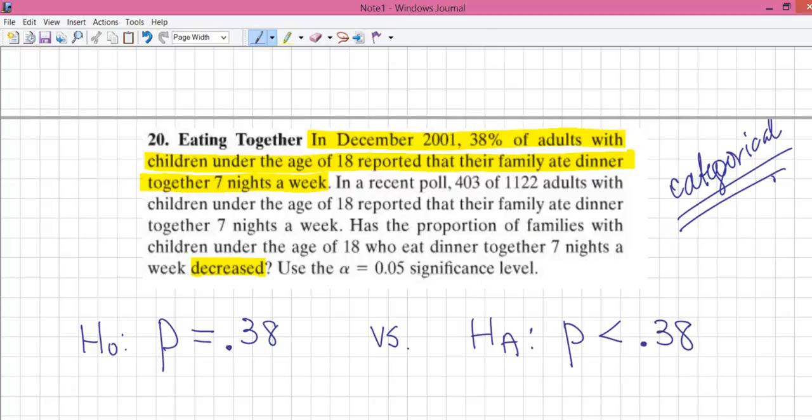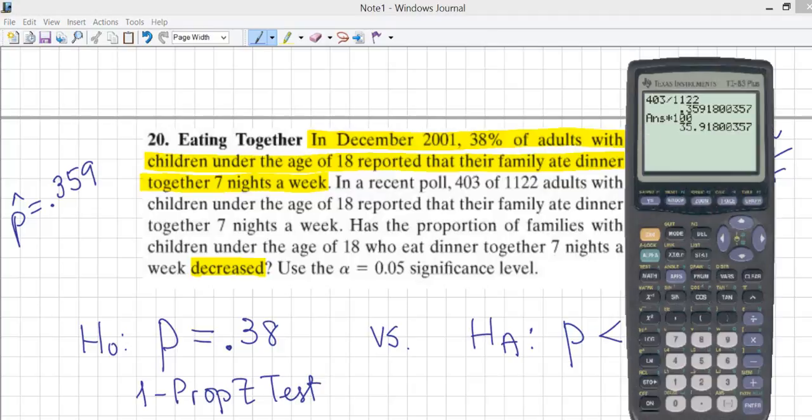What is our P hat? This is our sample proportion. We've computed it to be about 0.359. Is it smaller than 38%? Yes, it is. But is it smaller enough? Well, there's only one command that we can use. It's one proportion z-test. So we go here, statistics, test, one proportion z-test is command number 5.